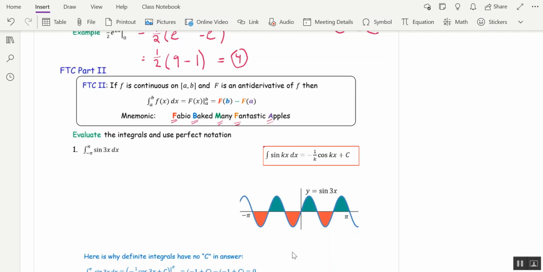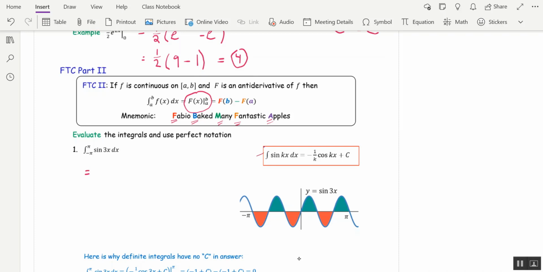And I do want to caution you that in my class, this step here is absolutely necessary for me to see. You cannot skip that step. So let's start with an example. We want the integral from negative pi to pi of sine 3x dx. So first of all, I need an antiderivative of sine 3x. Now you can either think, well, what's a function whose derivative is sine 3x?